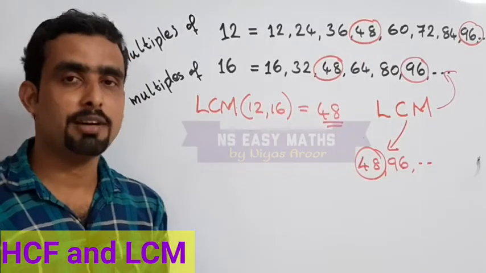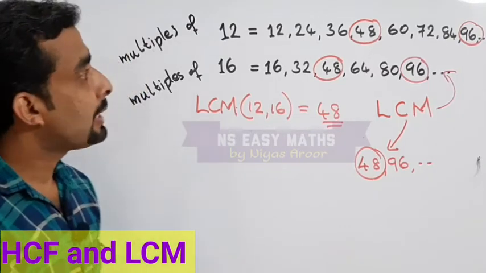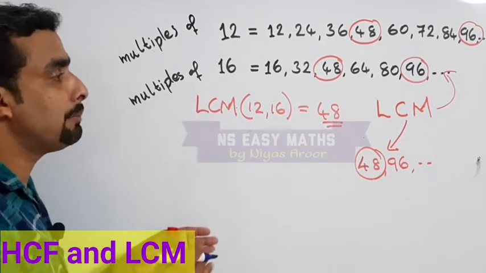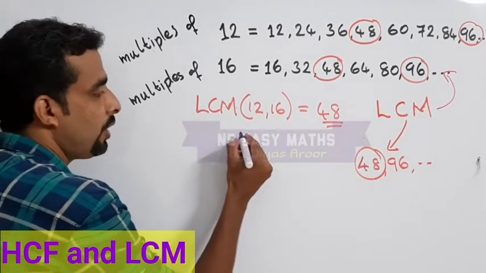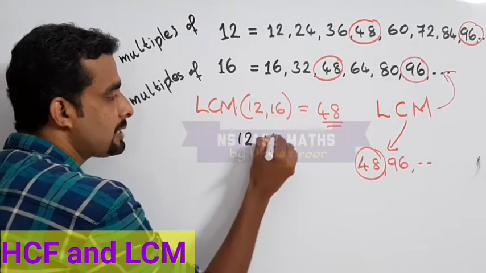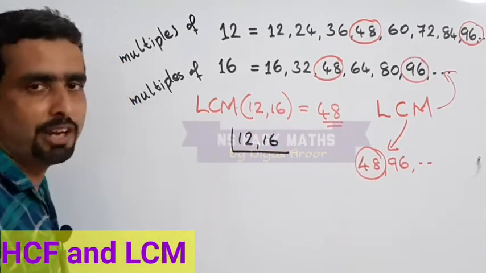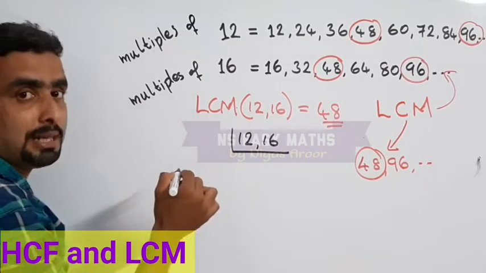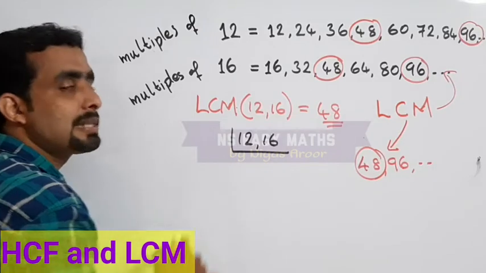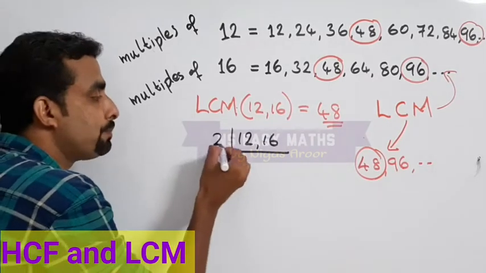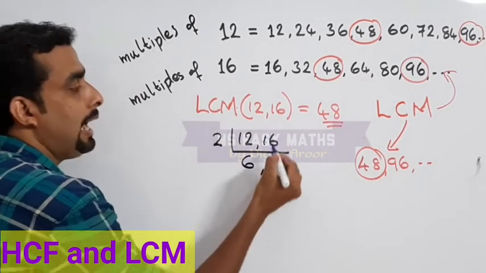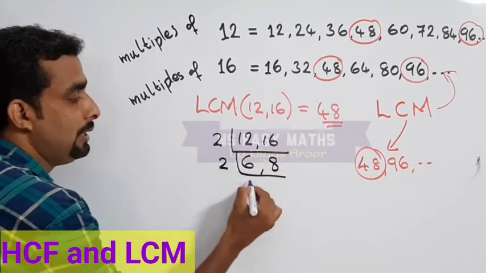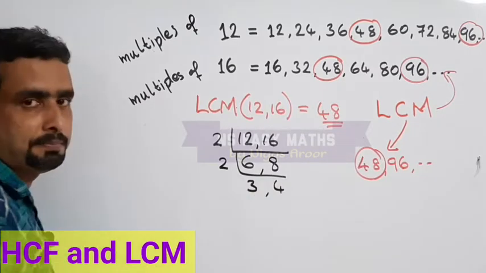How can we prime factorize this? See, instead of writing the prime factors separately, we can take the numbers together. Look at this, 12 and 16. Prime factorization together. Take a number by which we can divide both 12 and 16. That is 2. So here we will get 6, and for 16 on dividing with 2 we will get 8. Again we can take 2, here 3 and here 4.